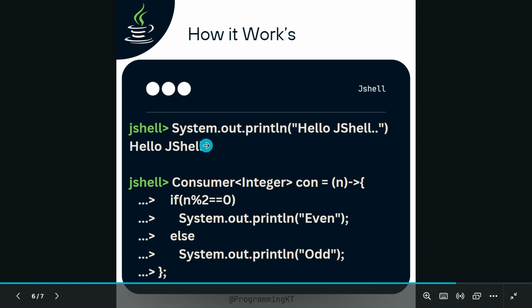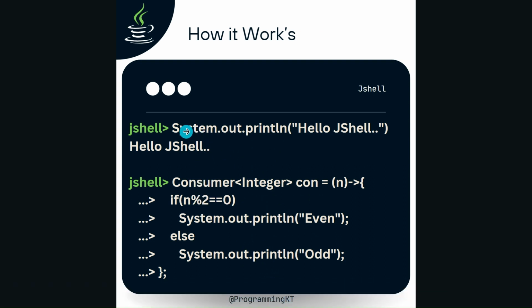So these are the two examples I wrote here. Without writing a main method, I just wrote a sysout statement with the corresponding string, and I got the result. To write this in an editor or text file, first I need to create one class, then write a main method, then write the corresponding statement, then compile, then run. So all these steps are reduced by using JShell. In one line I get the result. Next, I created a lambda expression for the Consumer functional interface.